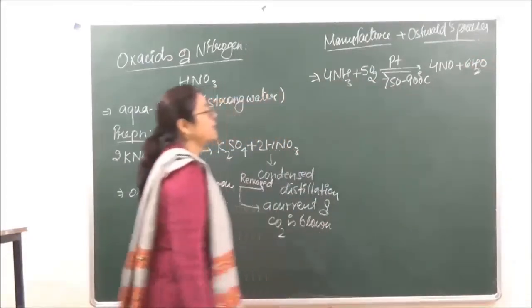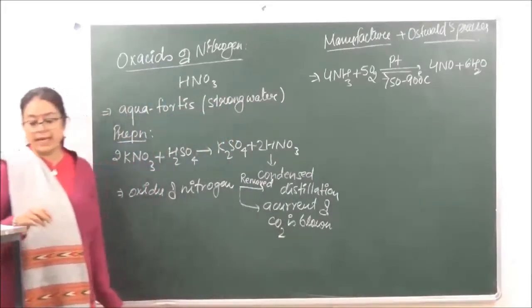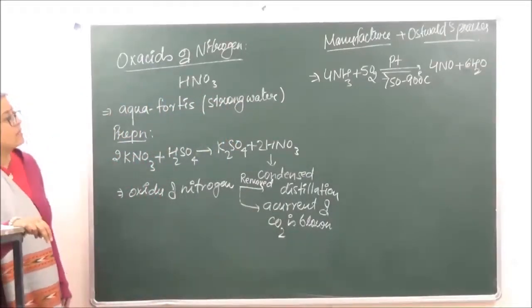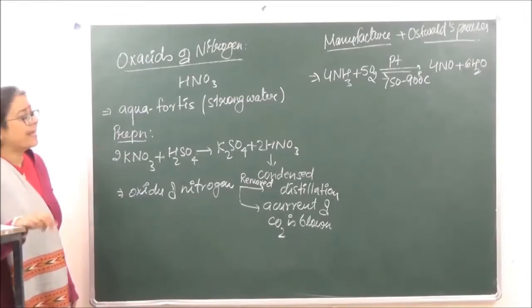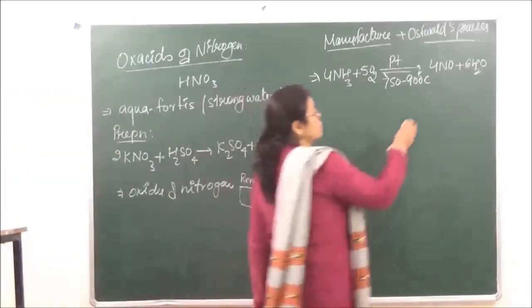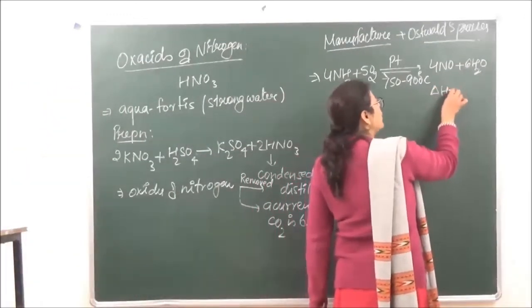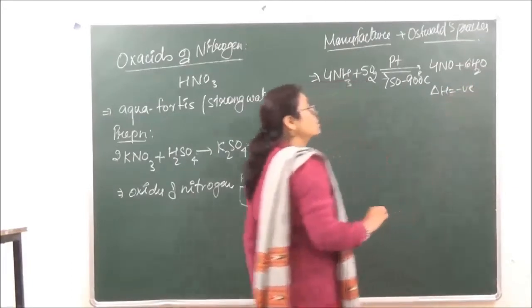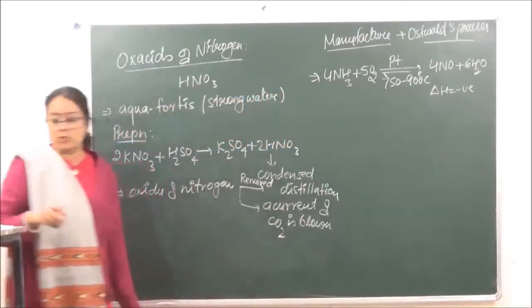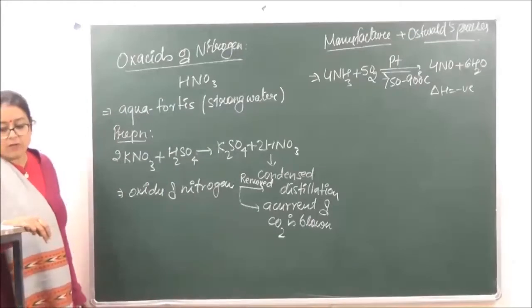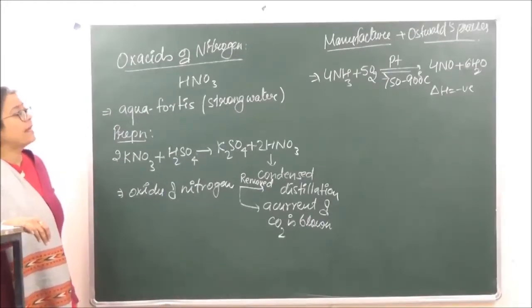We are going to get nitric oxide plus water. ठीक है? In the second step, this reaction is highly exothermic. So delta H for this reaction is going to be negative. Because of the exothermic nature of this reaction, the heat of the reaction helps in maintaining the temperature.